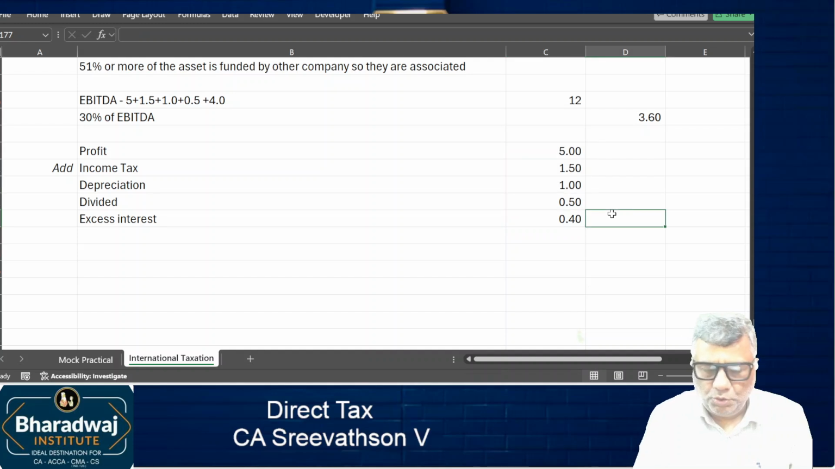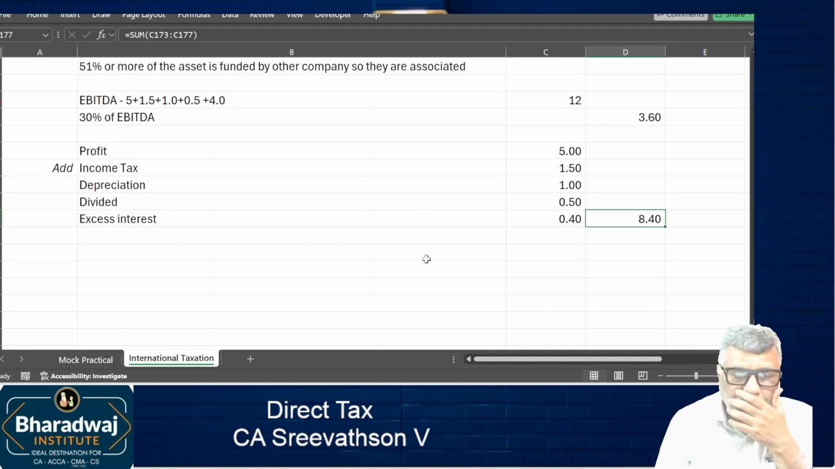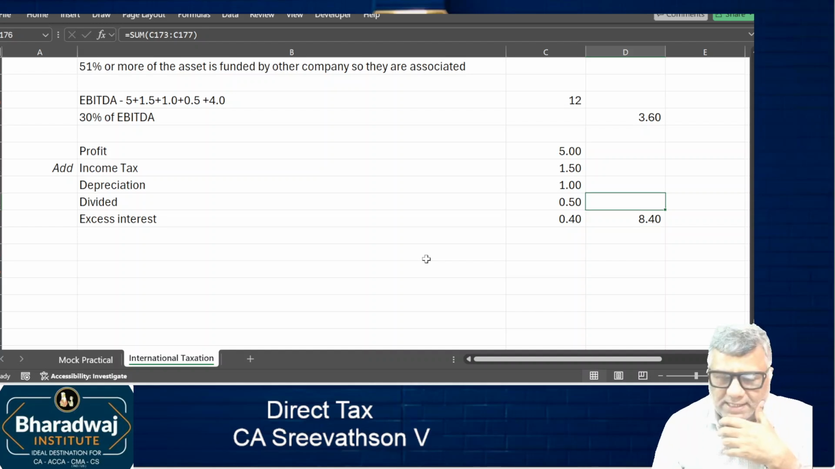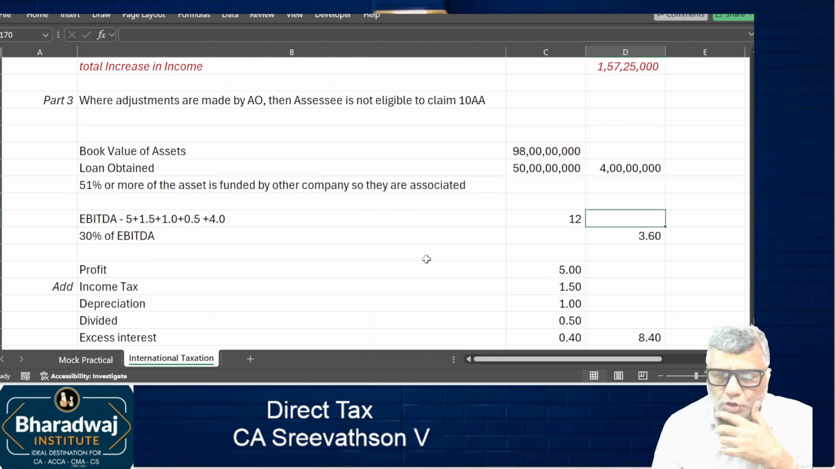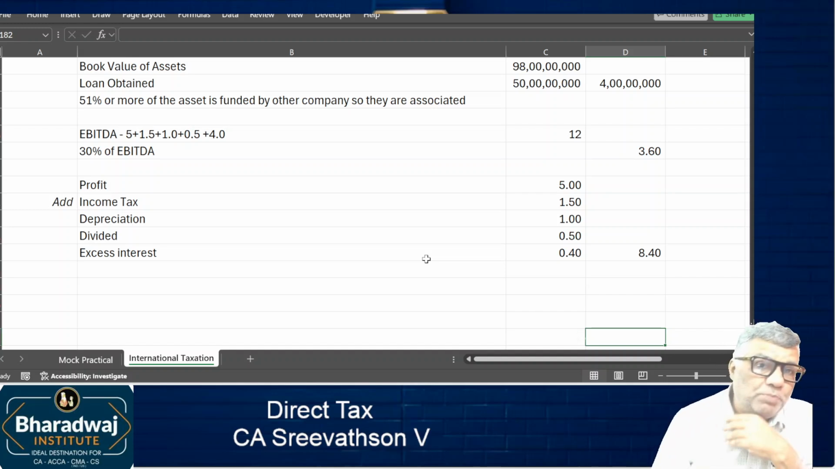So the revised profit will be 8.4. Excess interest is, this is how I found out, 4 crores as against 3.6. And even if the book value of asset is 99 crores, it will not change. If the book value of the asset is more than 1 crore only, it will change.